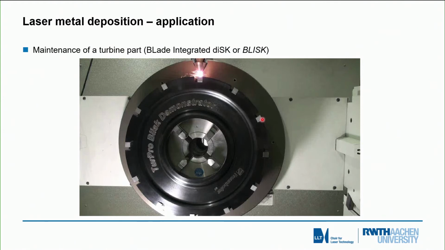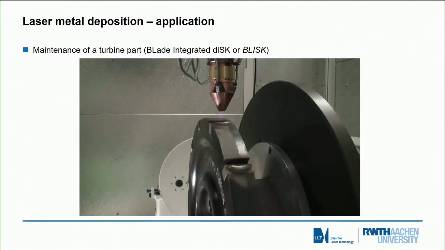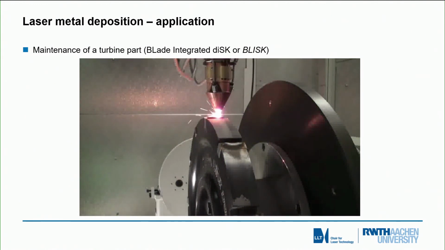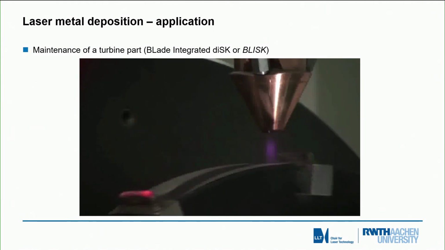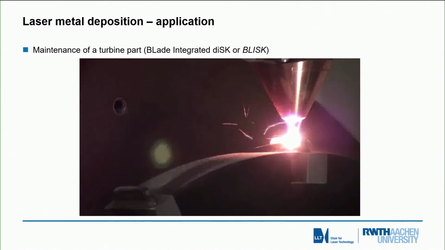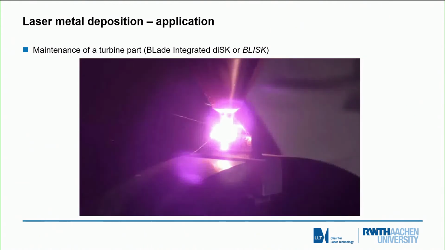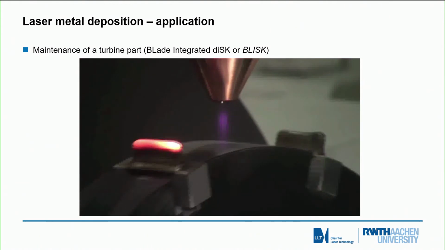And these blisks today are regularly manufactured and maintained. Maintenance is done by laser metal deposition. In this video, you can see the process. So it starts with the first layer on the individual blade on that disc. So the disc is cast. That's pretty quickly done. And the more complex parts then are added with laser metal deposition, layer by layer.